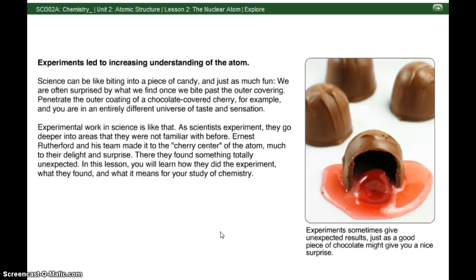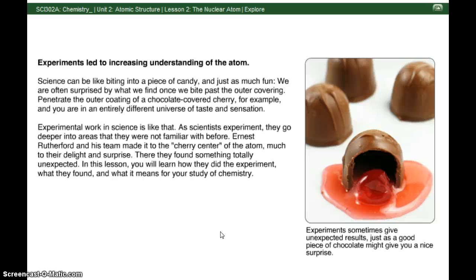Experiments led to increasing understanding of the atom. Science can be like biting into a piece of candy, and just as much fun. We are often surprised by what we find once we bite past the outer covering. Penetrate the outer coating of a chocolate-covered cherry, for example, and you are in an entirely different universe of taste and sensation. Experimental work in science is like that. As scientists experiment, they go deeper into areas that they were not familiar with before. Ernest Rutherford and his team made it to the cherry center of the atom, much to their delight and surprise.